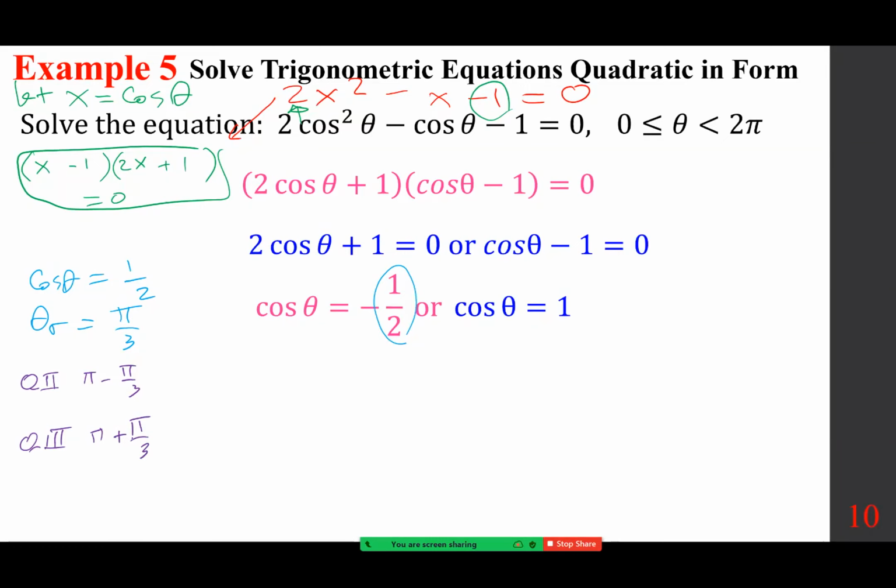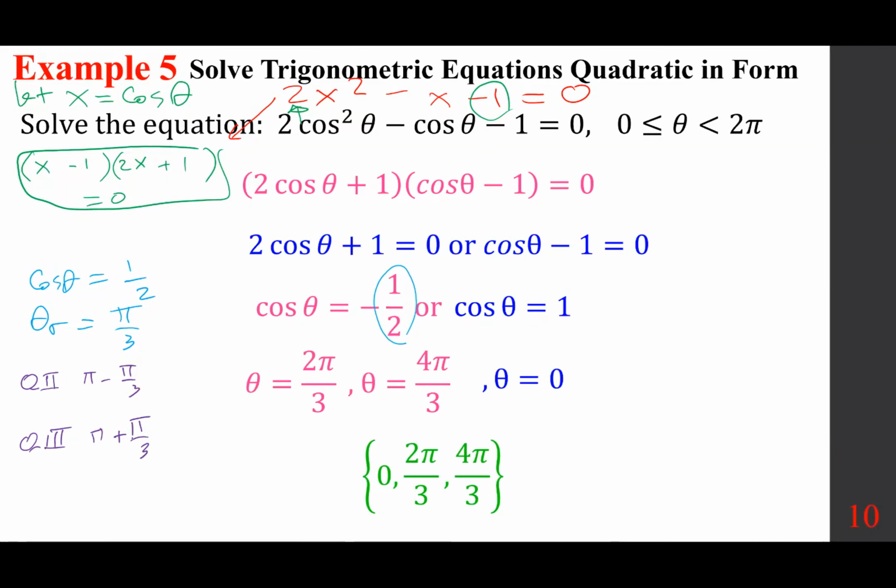Cosine theta equals 1 only when theta is 0. So these are 3 different answers: 0, 2 pi over 3, 4 pi over 3. So anytime you have a negative value, you can go to the positive portion, find the reference arc, and figure out which quadrant you have to come up with the correct answer.